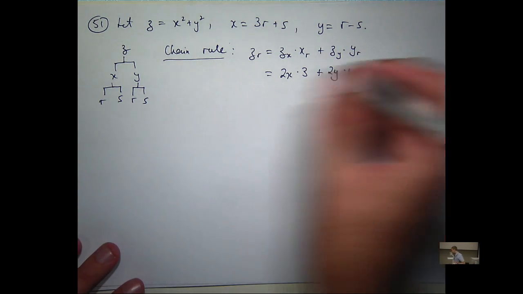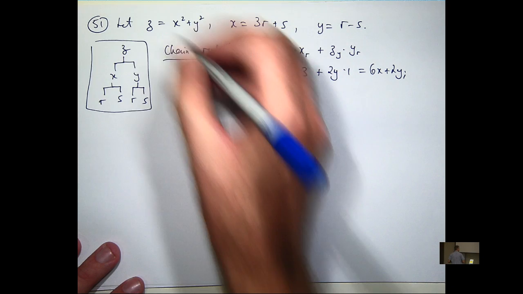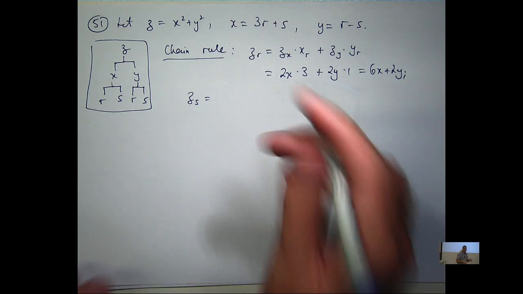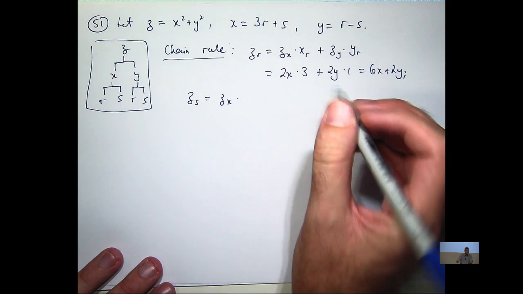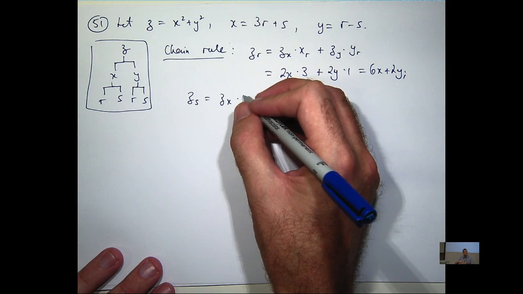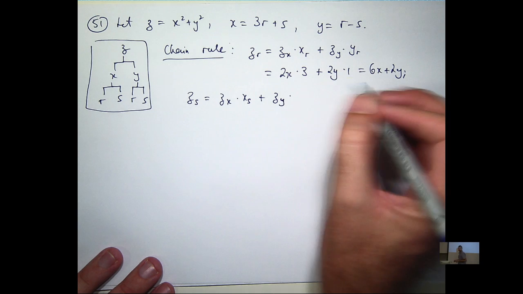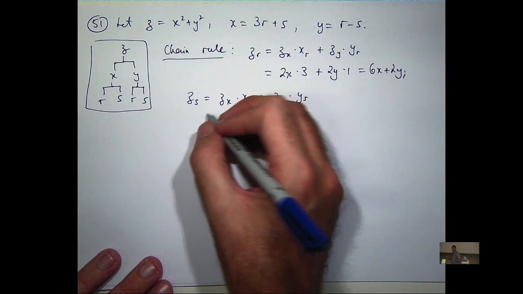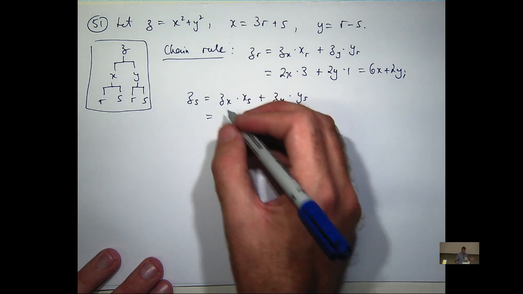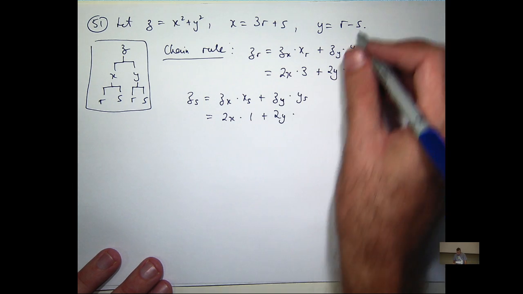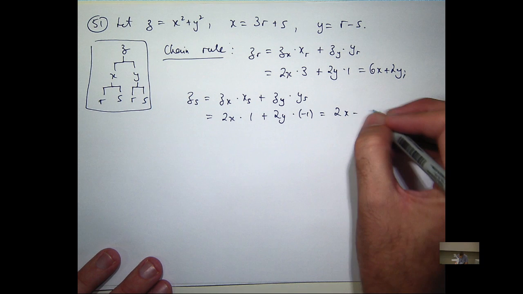Okay, so z sub s, who can tell me what's the chain rule for z sub s? Yeah, dz dx. Yep. And anything else? Yep, dz dy. Good. So let's work out these partials. Again, it's going to be similar to the above in some sense. 2x times 1 plus 2y times minus 1. So we're going to get 2x minus 2y.